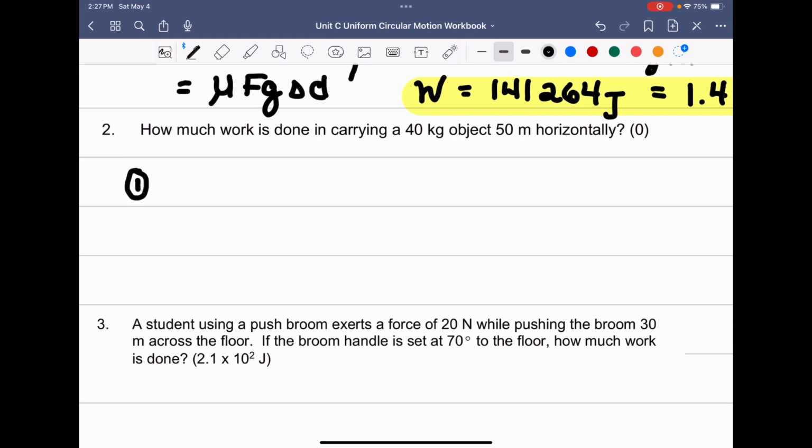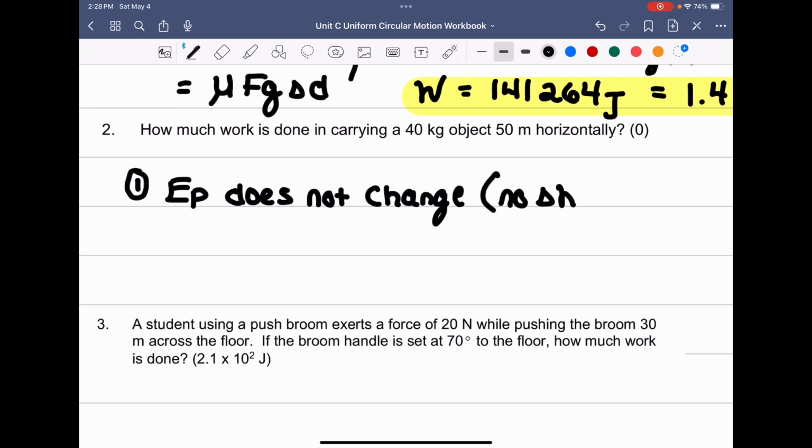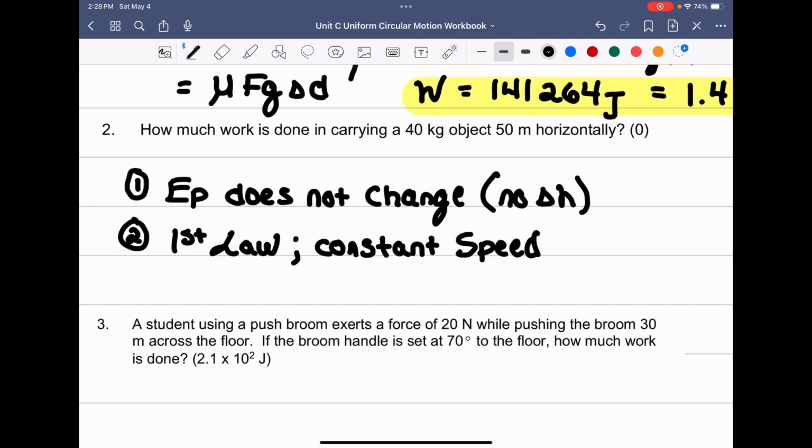First and foremost, our potential energy does not change, meaning there is no change in height. Because there's no delta h, it's staying at this overall height, we're going to assume that there's no EP change. Additionally, this is a first law problem, or there is constant speed. And with constant speed, this means the net force is 0.